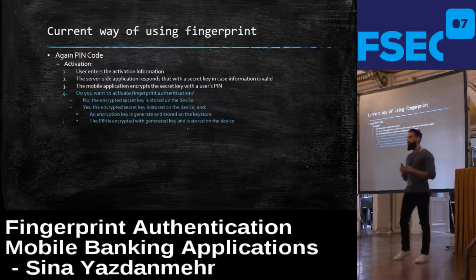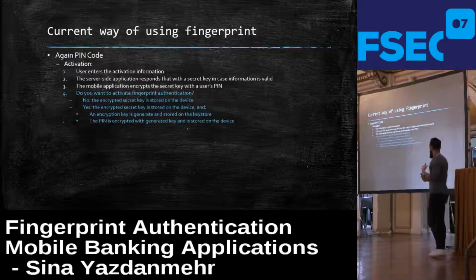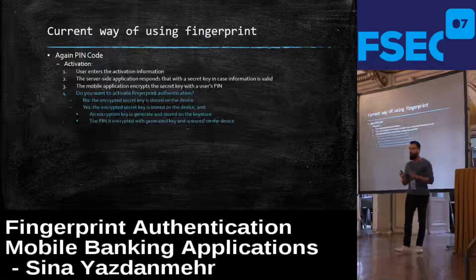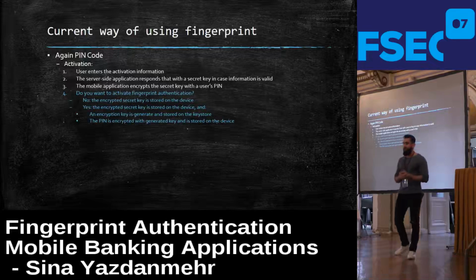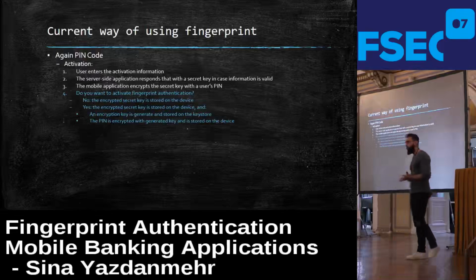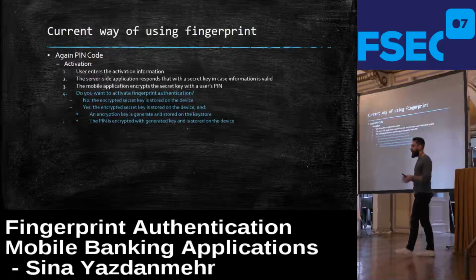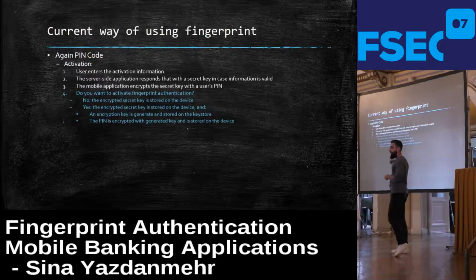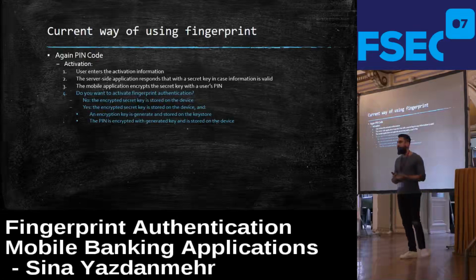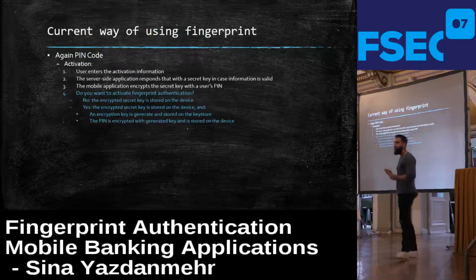In case the user wishes to use fingerprint, the application generates a random key to use as an encryption key. Then it encrypts the user's PIN code and stores the encrypted PIN code on the device, and stores that random key in the key store, which will be available to the application in case the user authenticates with the fingerprint.